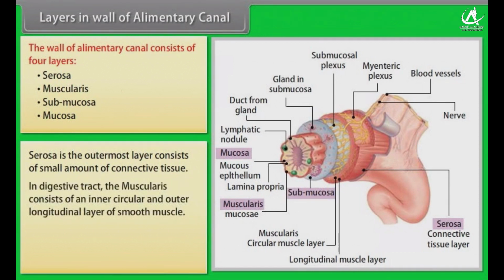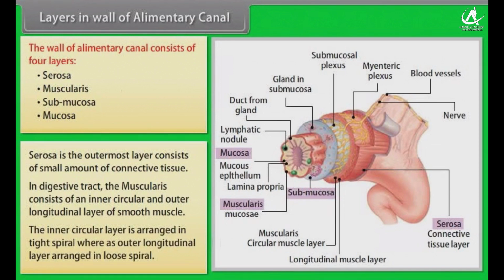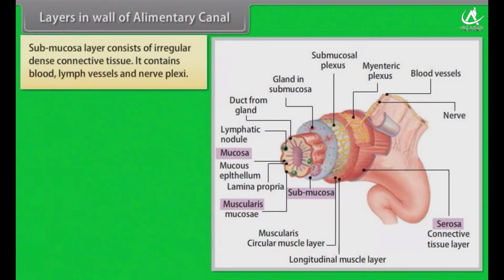In the digestive tract, the muscularis consists of an inner circular and outer longitudinal layer of smooth muscle. The inner circular layer is arranged in a tight spiral, whereas the outer longitudinal layer is arranged in a loose spiral. The submucosa layer consists of irregular dense connective tissue. It contains blood and lymph vessels and nerve plexi.